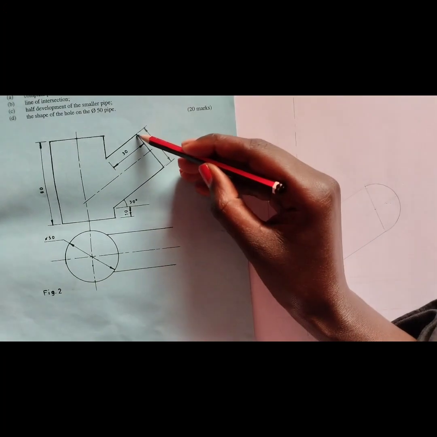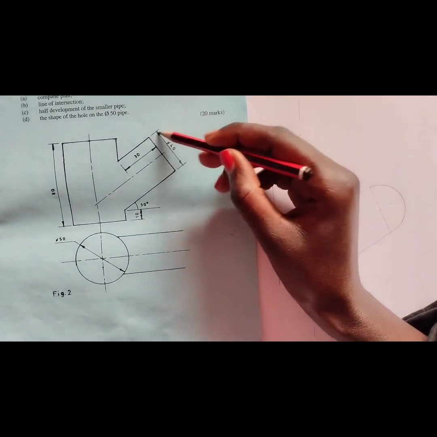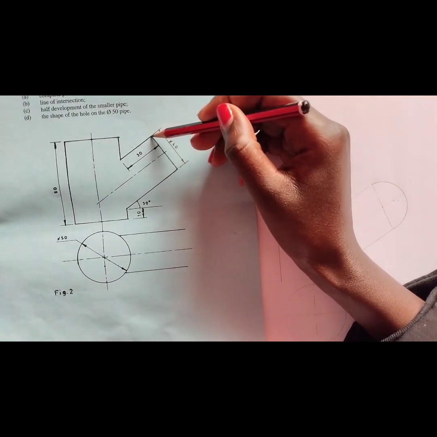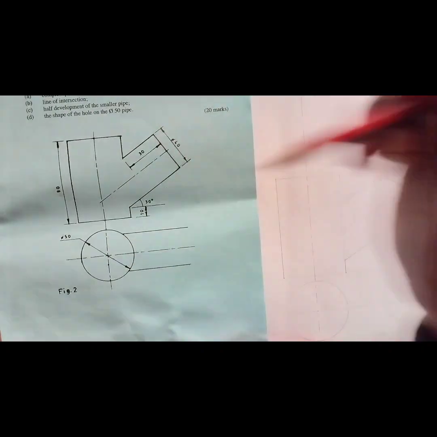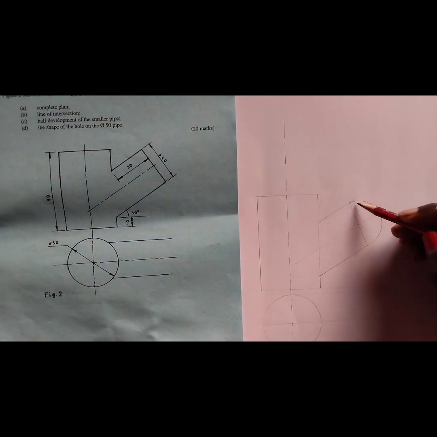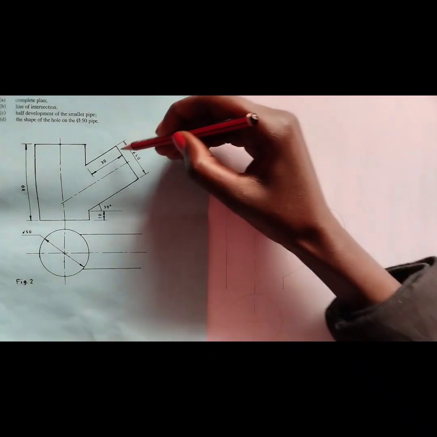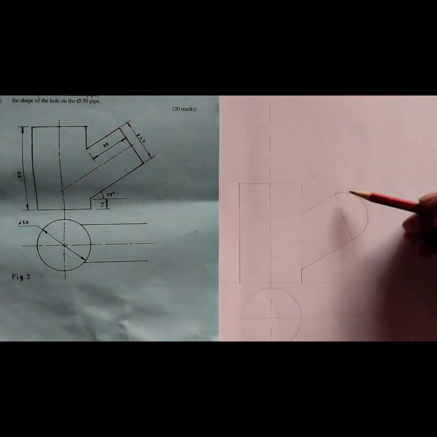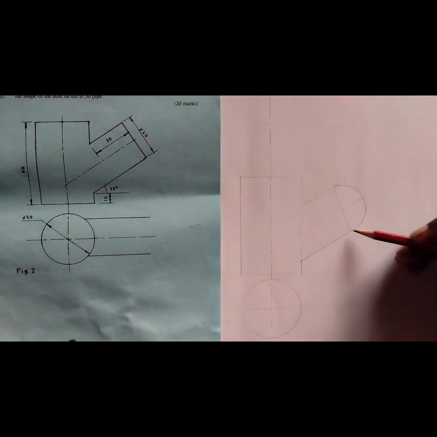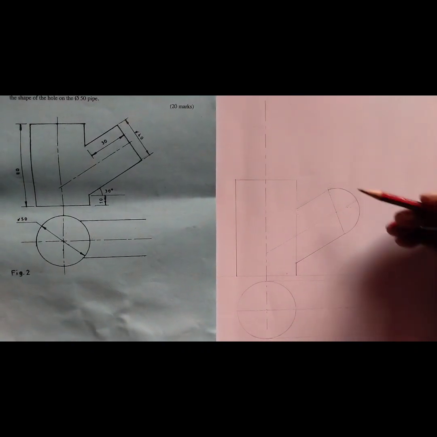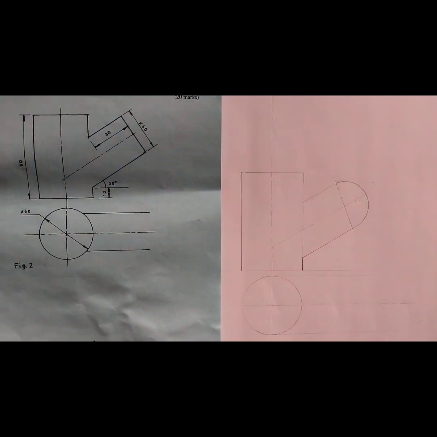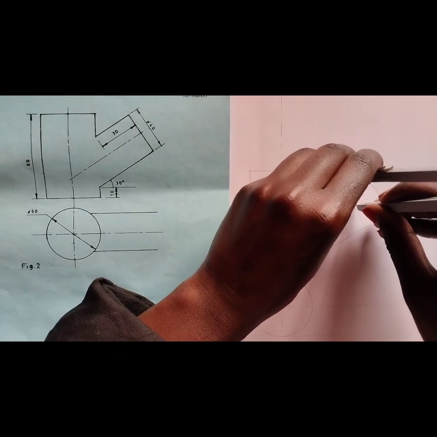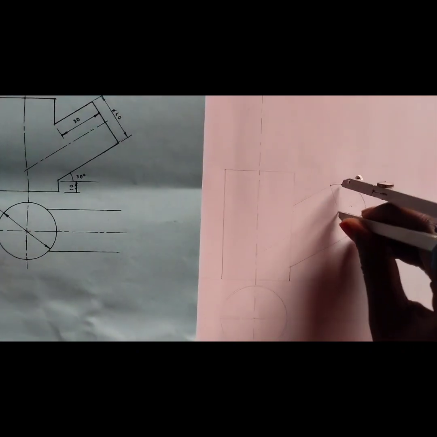Remember we said in this smaller cylindrical pipe we have a circle. With me here I've drawn a semicircle of diameter 40. As you can see, the diameter given here is 40. We have this axis, which is 20 millimeters from this lower part. So we get this axis and draw this semicircle. You open your compass to 20 and then you draw that semicircle.